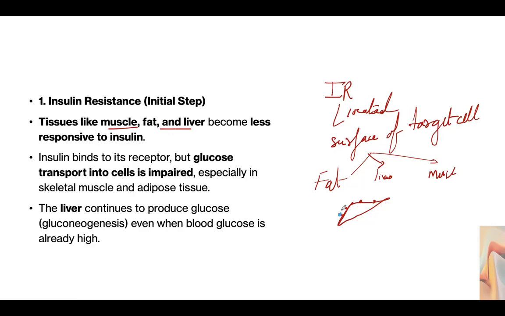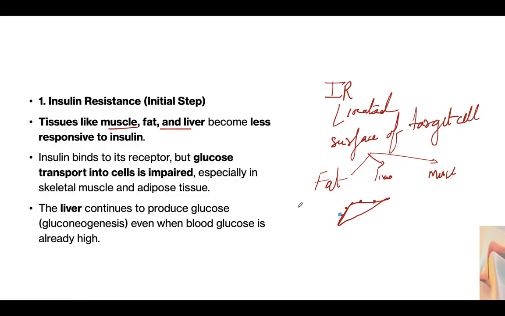Okay, so in type 2 diabetes, even if the insulin is bound with the insulin receptors, it cannot activate them. So if the insulin receptors cannot activate, अगर activate नहीं होता है, then what happened? The glucose cannot enter into the cell.